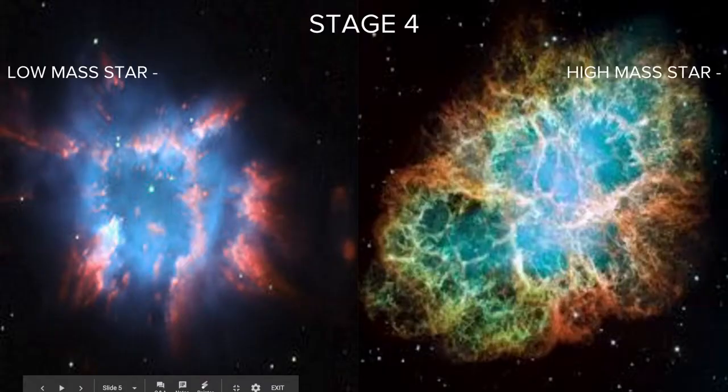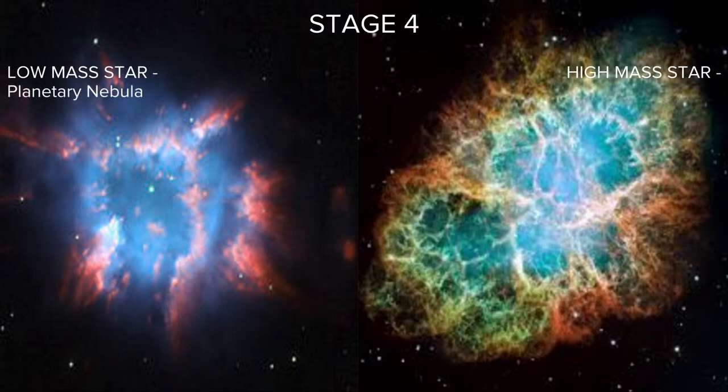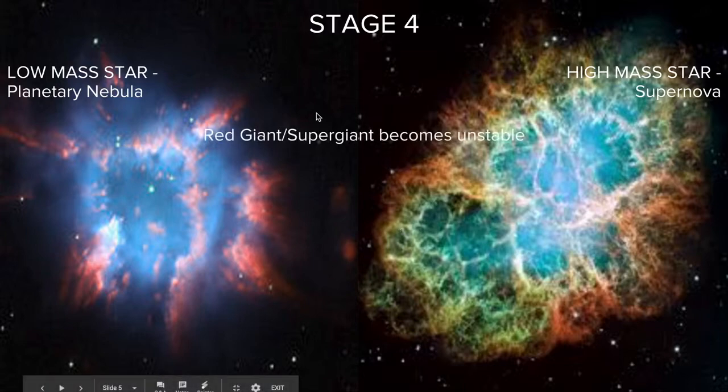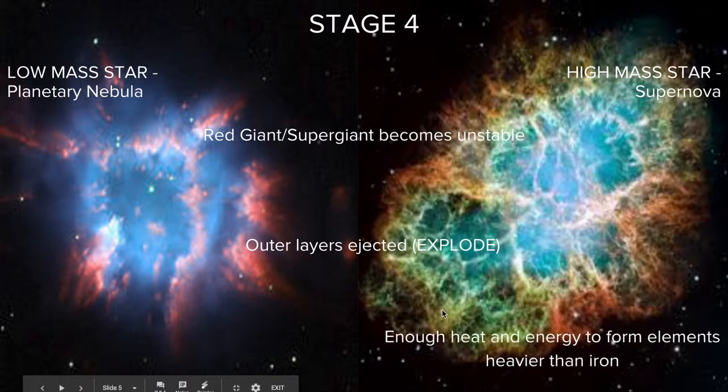Then we have stage 4. For a low mass star, it's a planetary nebula. For a high mass star, it's a supernova. And both of these happen because the red giant or the red supergiant, in the case of the high mass star, become unstable. And so the outer layers are ejected. And the thing about the supernova is there's enough heat and energy to form elements heavier than iron. And so the main thing is they explode. The red giant or the red supergiant explode.